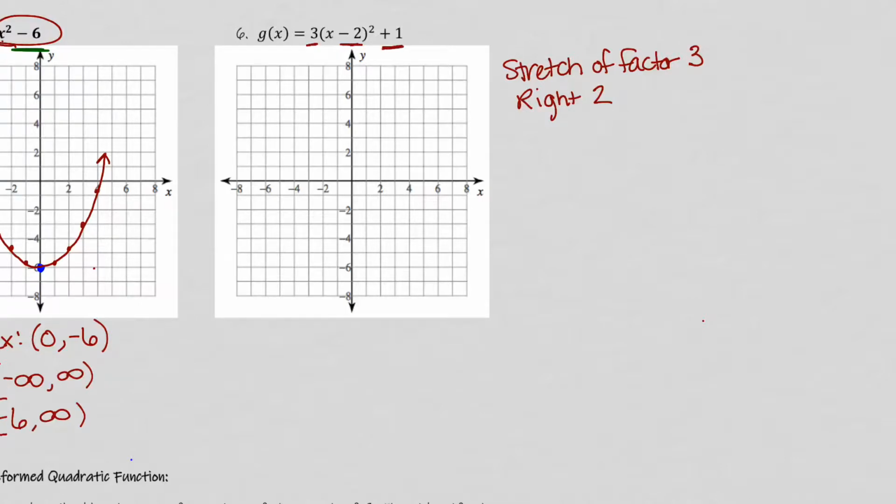And this +1 on the end here moves us up or down, and it's positive, so I'm going to go up 1. So I can go ahead and place my vertex. I said I go right 2, up 1. So from (0, 0), I go right 2, up 1. There's my vertex. So I can go ahead and actually write that vertex. It was at (2, 1).